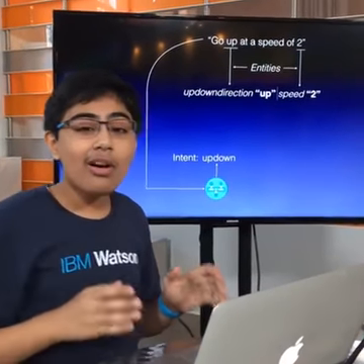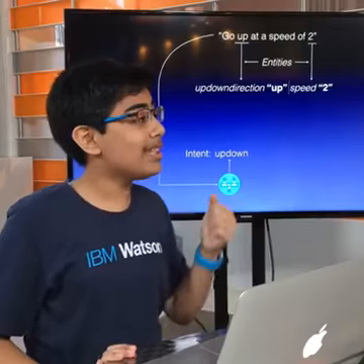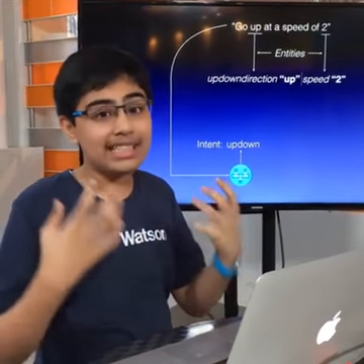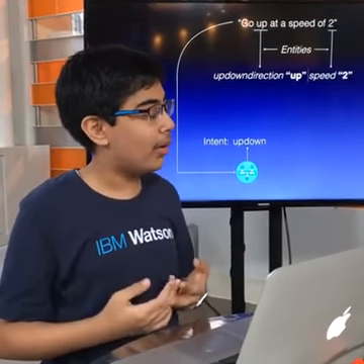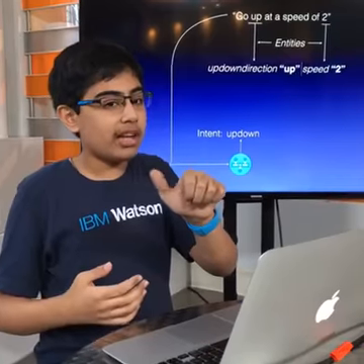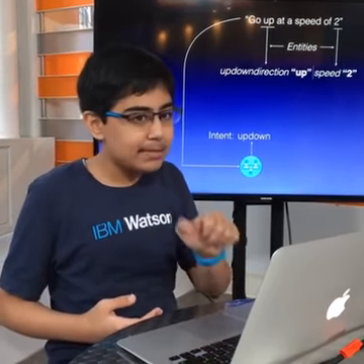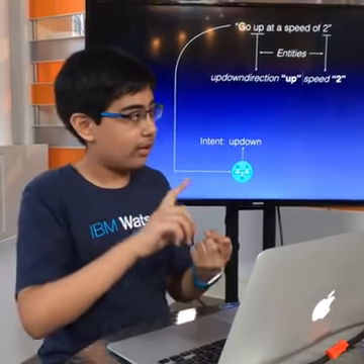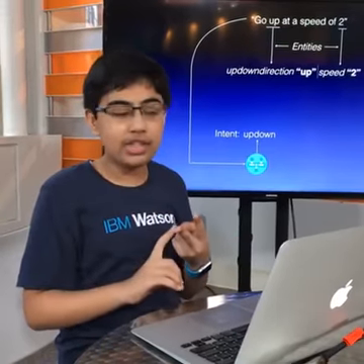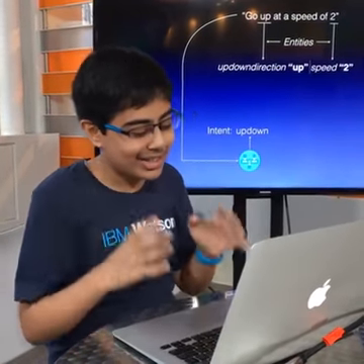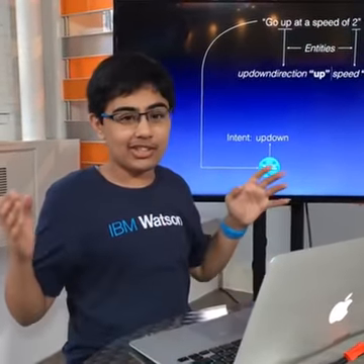So now Watson knows that your intent is to go either up or down. Then from the entities, it was able to extract a deeper meaning. Instead of just wanting to go up or down at a specific speed, it knows the speed and it knows the direction. You want to go up and you want to go at a speed of 2. And that is essentially how the entirety of this application works.